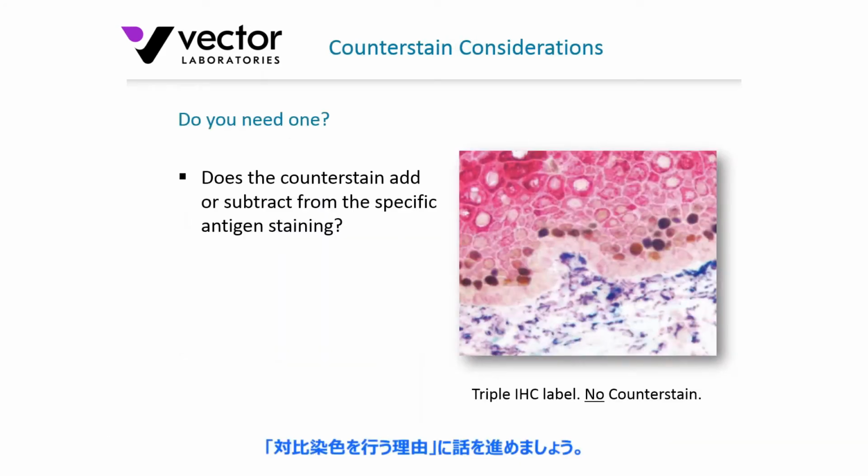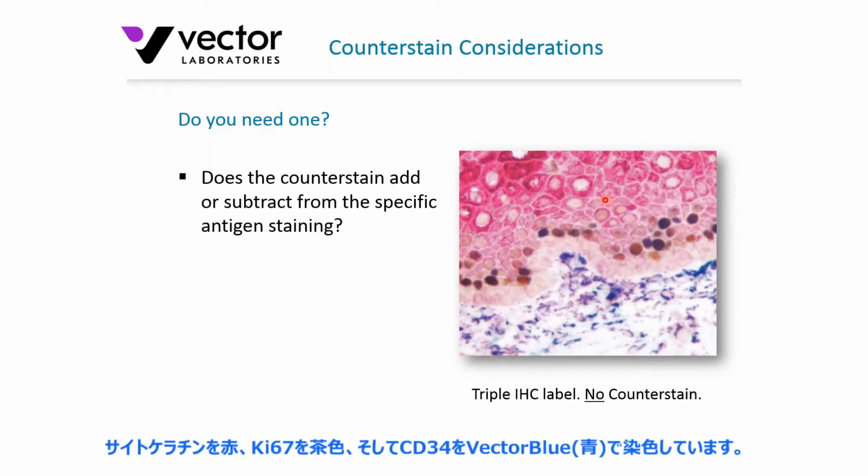Now let's get into why apply a counterstain. And certainly the first question when considering that is, do you actually need a counterstain? I think that's a fair question to ask. And the example I've got here on the right-hand side is a triple label immunohistochemistry. We've got a cytokeratin marked here with a red alkaline phosphatase substrate. We've got Ki67 highlighted here with some brown DAB. And then out here, I believe it's CD34 using Vector Blue.